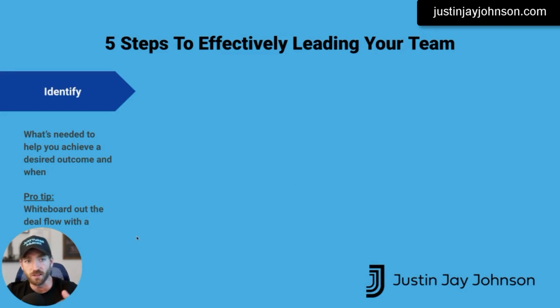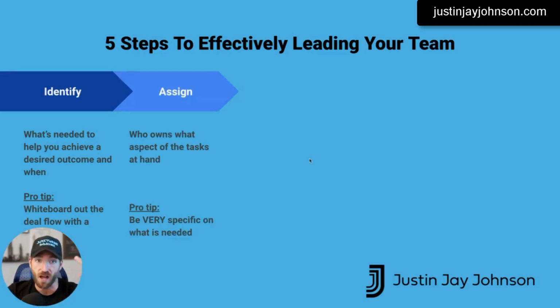What's needed to help you achieve the desired outcome and when? What I mean by this is what has to happen. We have an outcome, whether it's closing a deal, crushing a demo, crushing an onsite, whatever it is. Figure out what it is and then what you need to help achieve that. That's your job to figure that out. And then a pro tip for you, it's always good to whiteboard these things out with a peer or a manager to help collaborate and get the strategy around the different things you're trying to work towards. So that's number 1. You have to identify.